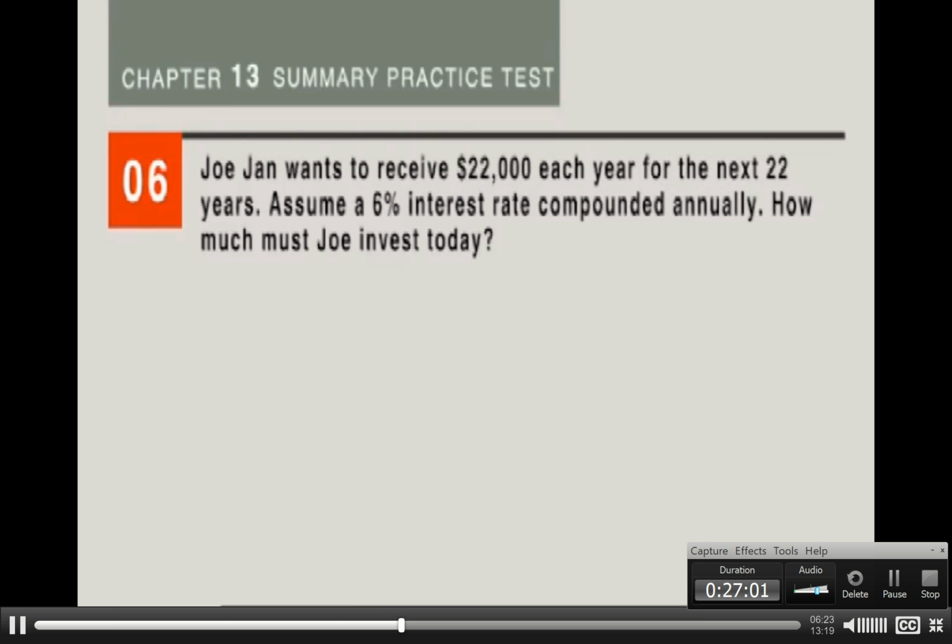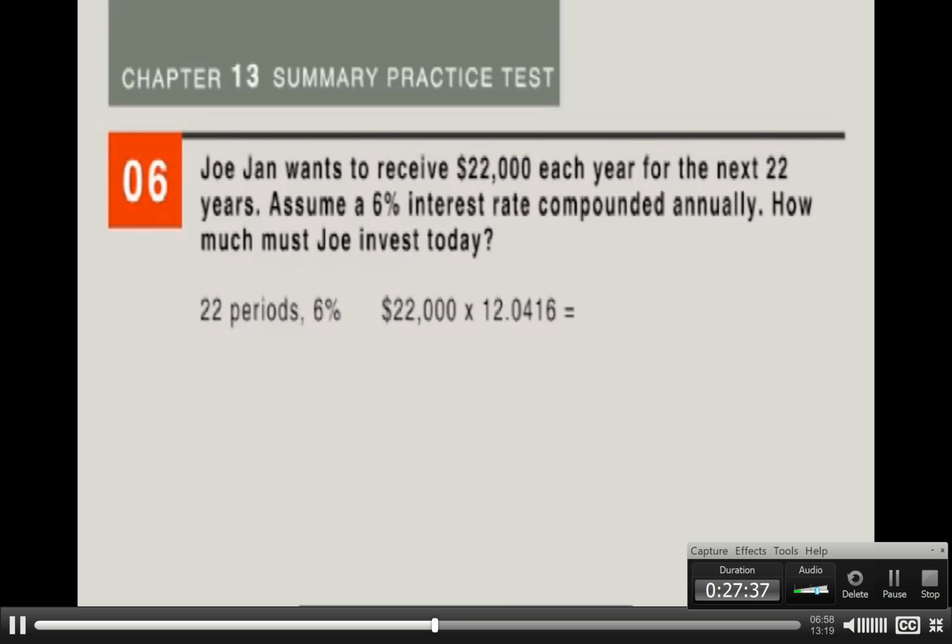Question number 6. Joe wants to receive $22,000 each year for the next 22 years, 6% interest compounded each year. How much must he invest? Boy, that sounds like present value to me. He says, what do you have to put in the bank today so you can get $22,000 a year for the next 22 years? So, okay. So we're talking 6% annual is 6%, 22 periods. Go to the 6%, 22 periods for what? Present value of annuity. You see a table factor of 12.0416.